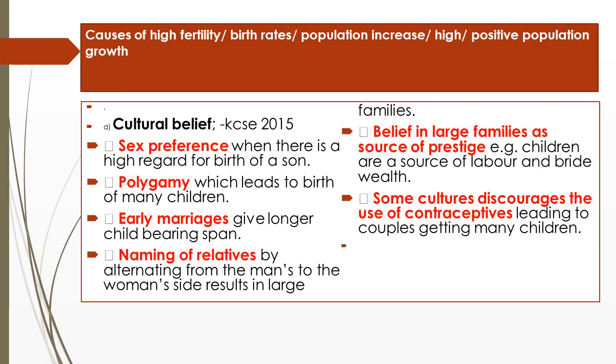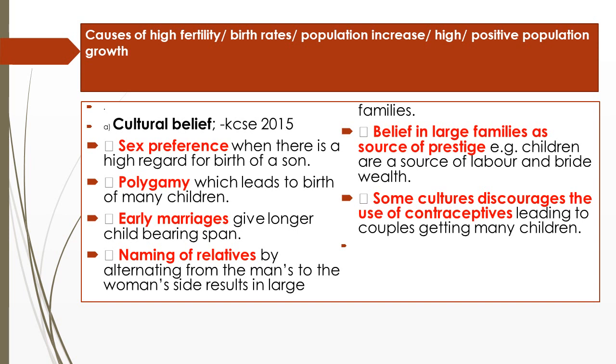The second cultural belief is polygamy, where a person has more than one wife and each of those women has to give birth to many children. So that one causes a high population growth or leads to high fertility rates.